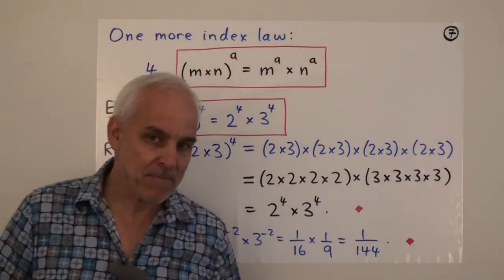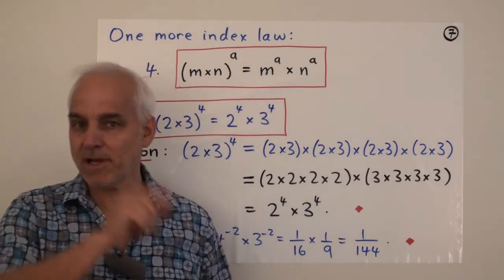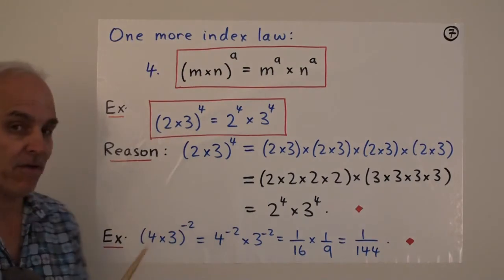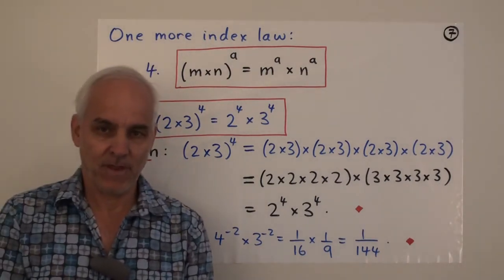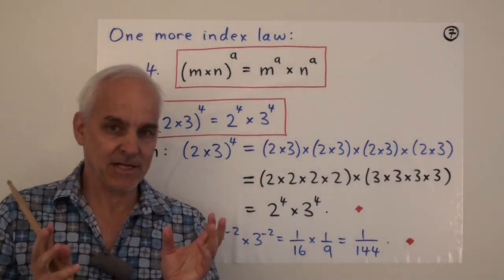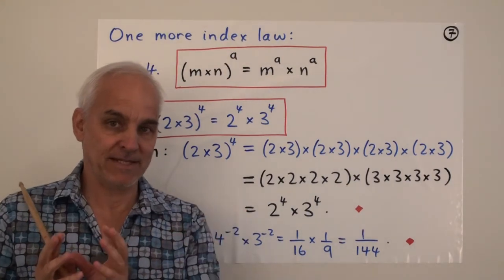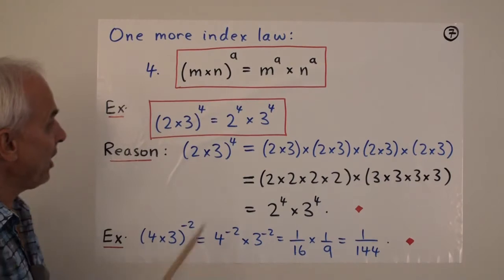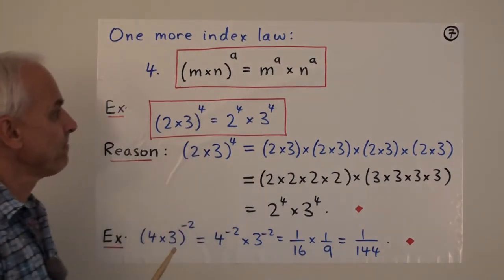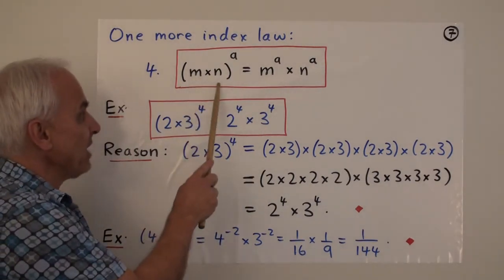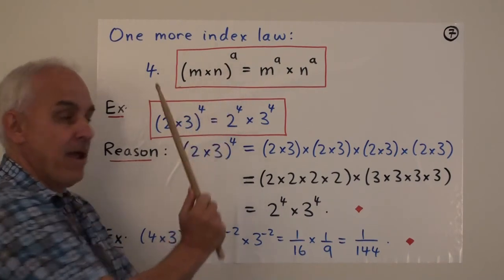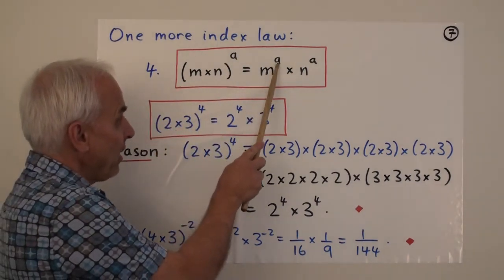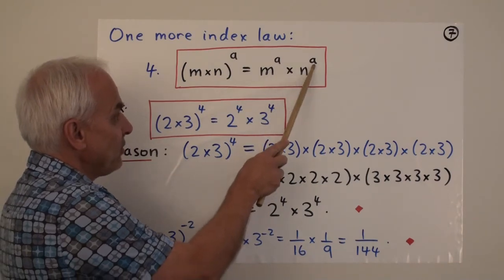All right, so finally, I want to introduce one more index law. And this index law, the fourth one, is a little bit different from the previous ones because it combines the idea of having two different bases going on at the same time. So here's the law in the general form. It says m times n to the a is m to the a times n to the a.